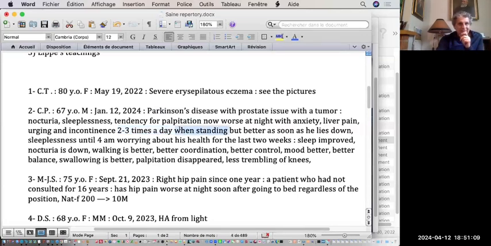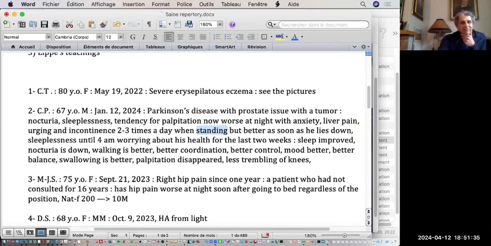And especially when he's standing, not when he's rising, not when he's walking, when he's standing. And it's better as soon as he lies down, not when he sits. It's not better sitting. As soon as he lies down, it's better. So he does not have incontinence at night. But if he would get up at night and stand for a while, he would get incontinence. So that was peculiar to his case.